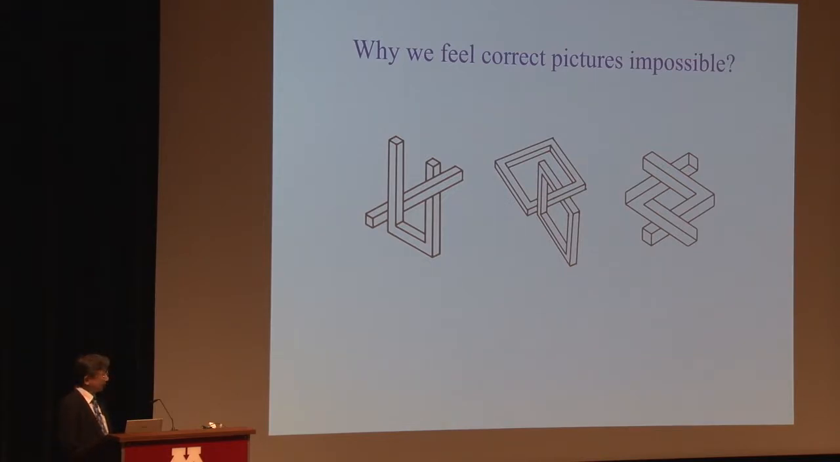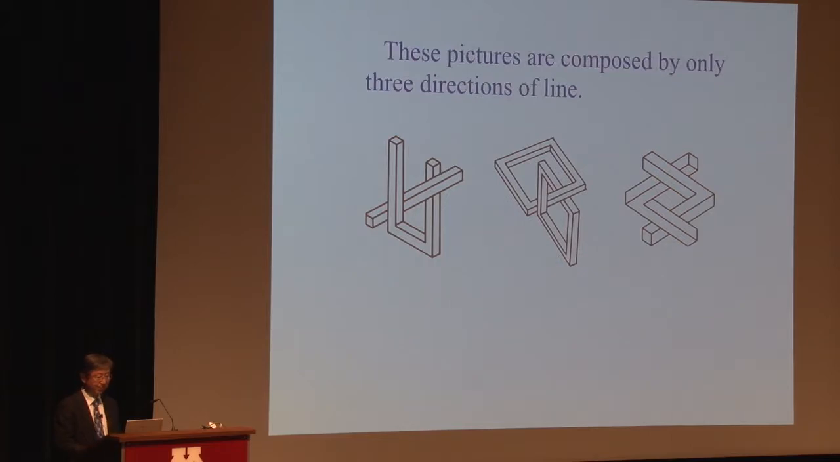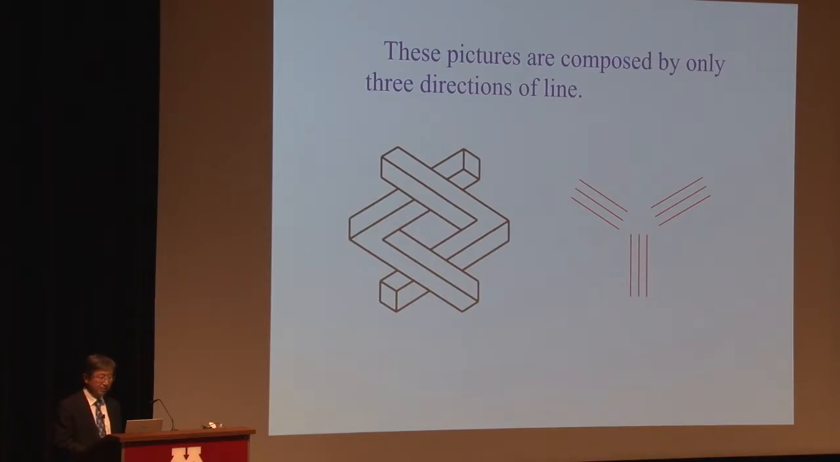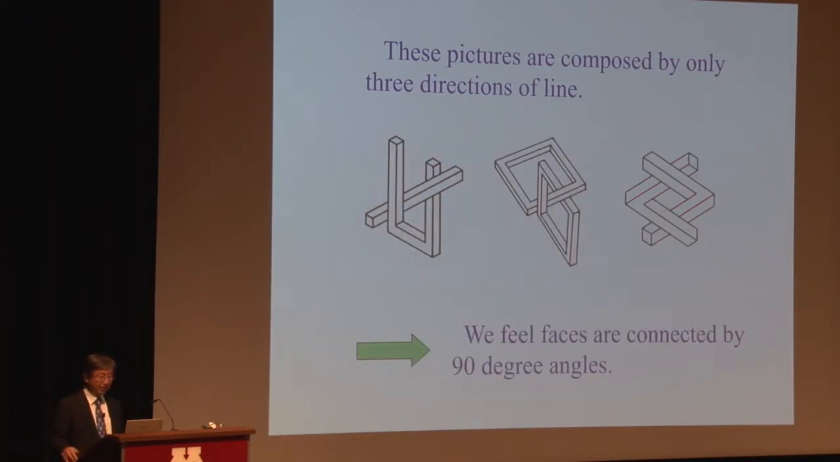So the next question: even if these pictures are realizable as three-dimensional objects, why do we feel this picture is impossible? I understand it as follows. These pictures are composed of only three directions of lines. For example, this picture is composed of the three directions of red lines. In that case, it seems that our brain feels that the faces are connected by 90-degree angles, only rectangles. And if we use rectangles, we cannot construct this, and so our brains feel that they are impossible.